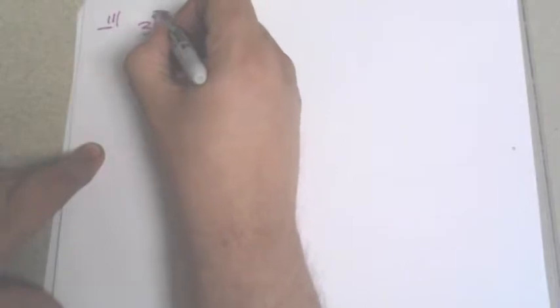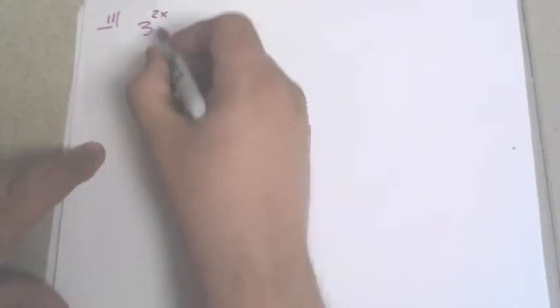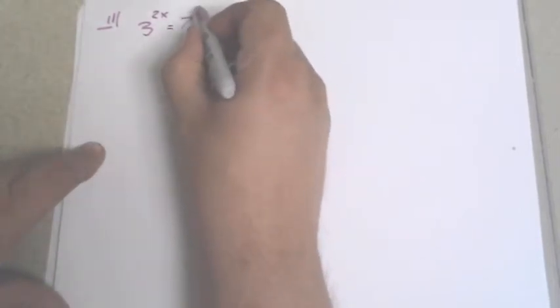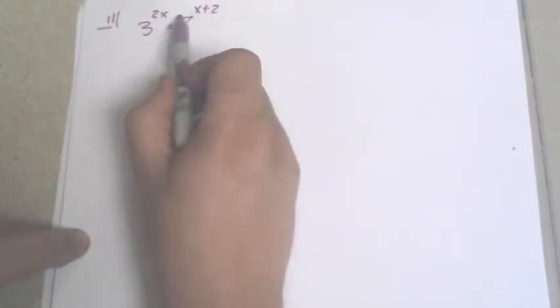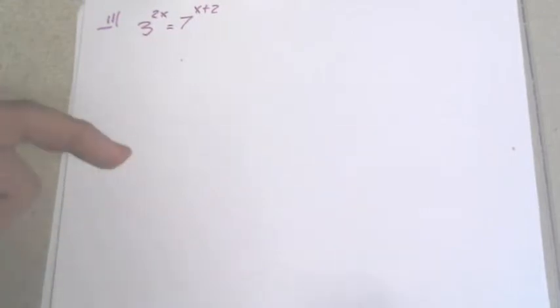Okay, solving equations. So number 11 here is a classic. You almost always see these on your tests. 3 to the 2x equals 7 to the x plus 2. Now, if the variables weren't here, or if these were the same bases, this would be a much easier problem. But the bases are different, you have variables on both sides, so you've really got a lot of mess here.